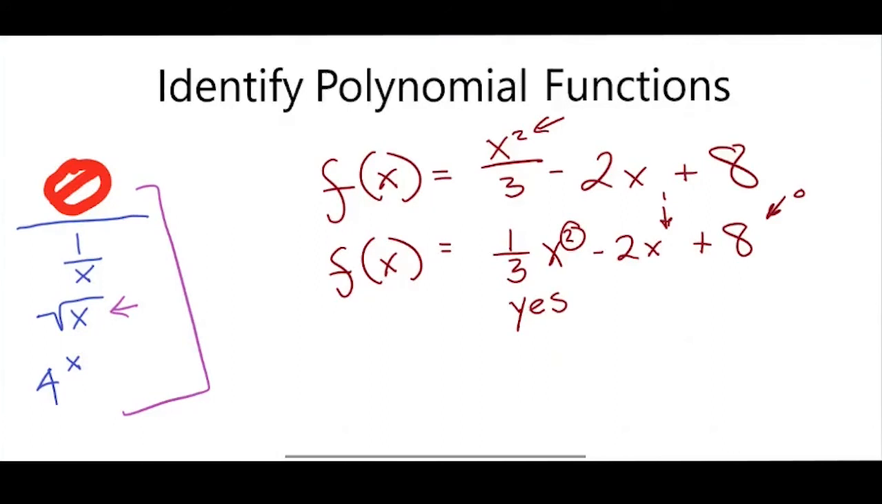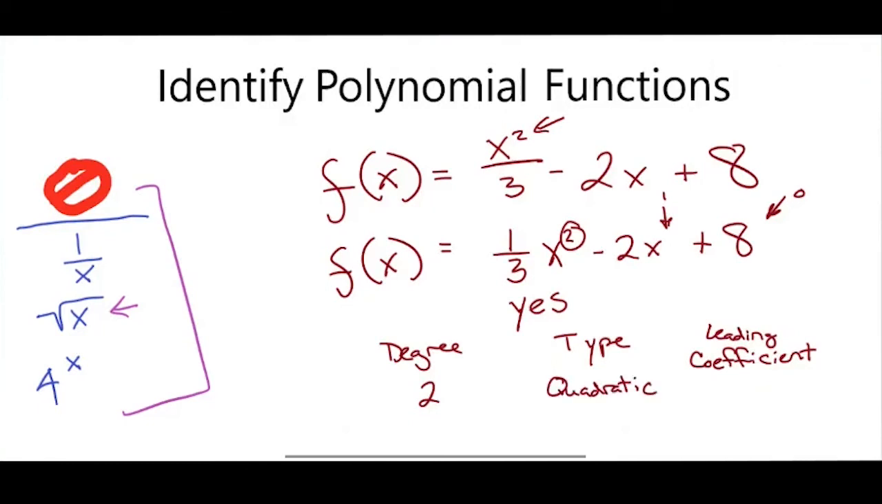All right, and now I want to know the degree, the type, and the leading coefficient. Well, the degree is the highest exponent, which is 2. The type, well, that would make this a quadratic. And the leading coefficient is the number in front of the first x, which is 1/3.